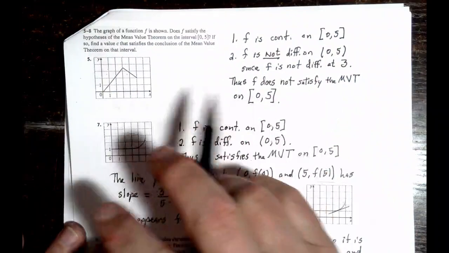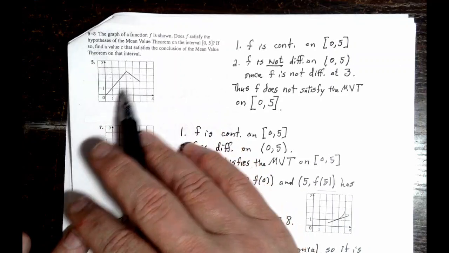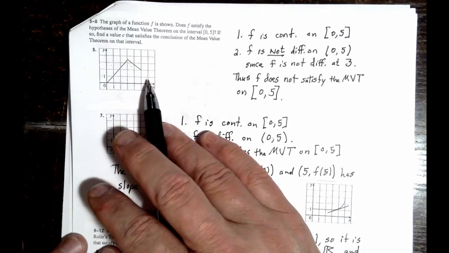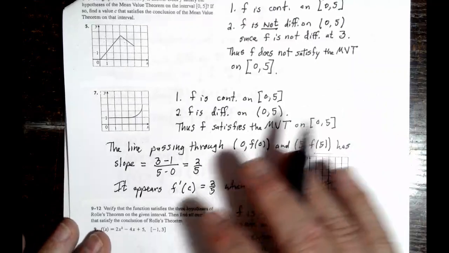Question 5. Does it satisfy the hypothesis of mean value theorem? Well, it's continuous on 0, 5, but it's not differentiable. Thus, it does not satisfy the mean value theorem.